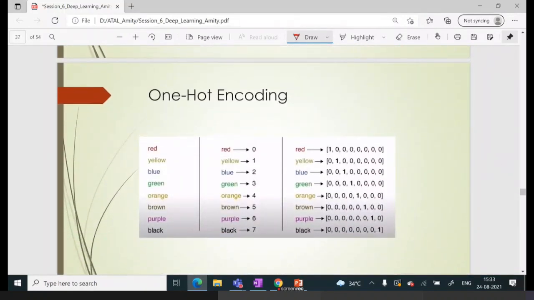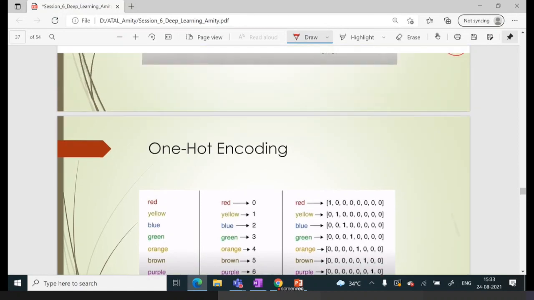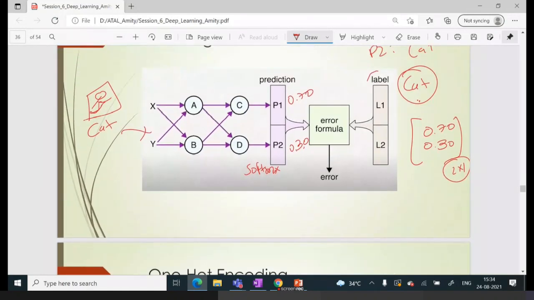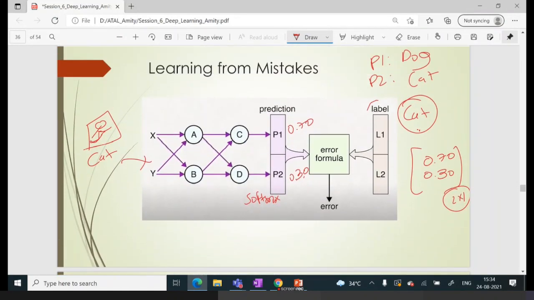The name seems very fascinating and difficult. It seems like a very difficult concept, but it's nothing. All you need to do is convert your label into a vector. For example, in this particular case, if my label is cat, then I will represent it like this. Corresponding to dog, I will put 0. Corresponding to cat, I will put 1. And now I have two vectors. This is my prediction, which is nothing but 0.7, 0.3, and this is my actual answer. Now I can compare these two.